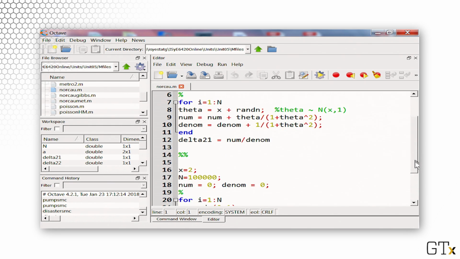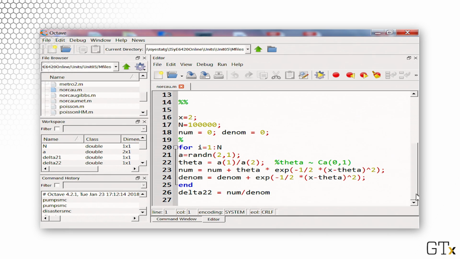As I said, you can do this simulating from Cauchy. So I'm starting with x equals 2, again, 100,000 loop. Numerator is 0 at the beginning, denominator is 0 at the beginning. And then in this loop, I am simulating bivariate normal with mean 0 and variance 1. And Cauchy can be obtained quite simply as a ratio of two independent standard normals with mean 0 and variance 1. So simulating the random normal bivariate and taking the ratio of the components gives you a Cauchy.